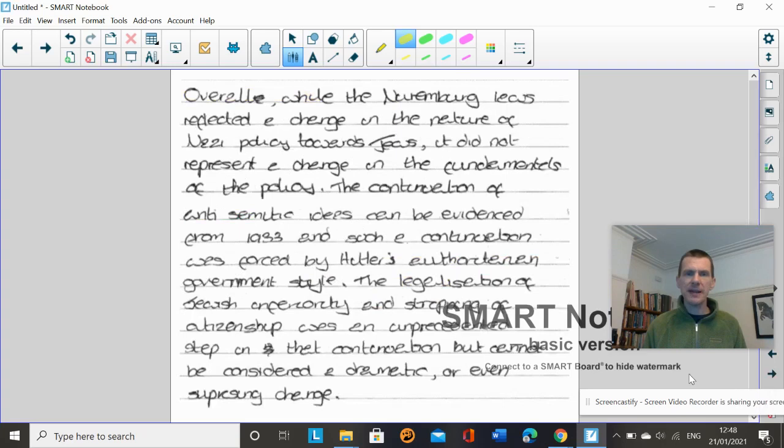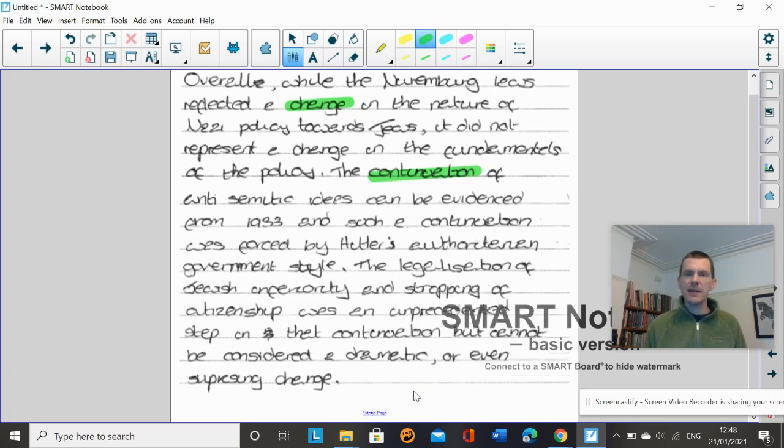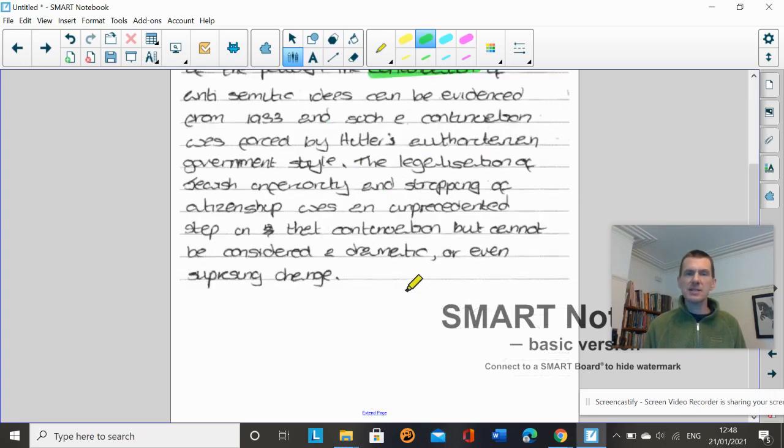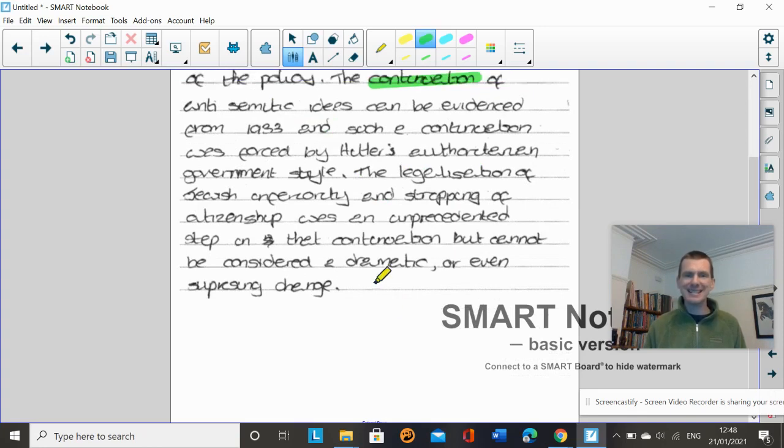So let's have a look at the judgment then. Overall, while the Nuremberg laws reflected a change in the nature of Nazi policy towards Jews, there's this idea of change again, it did not represent a change in the fundamentals of the policy. The continuation of anti-Semitic ideals can be evidenced from 1933, and such a continuation was forced by Hitler's authoritarian government style. The legislation of Jewish inferiority and stopping of citizenship was an unprecedented step in that continuation, but cannot be considered a dramatic or even surprising change.